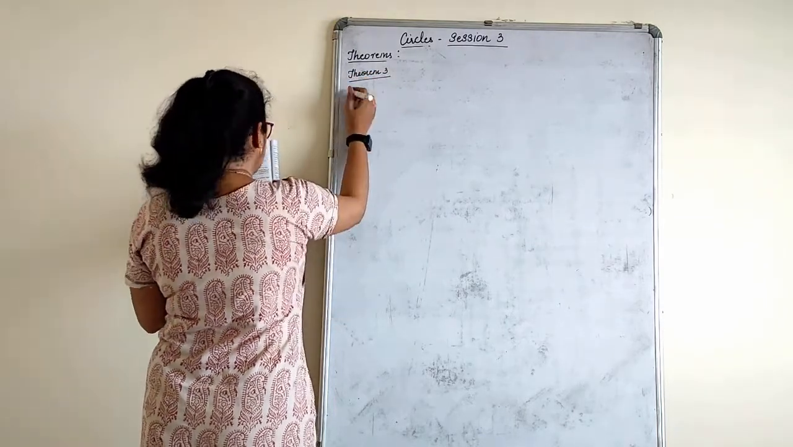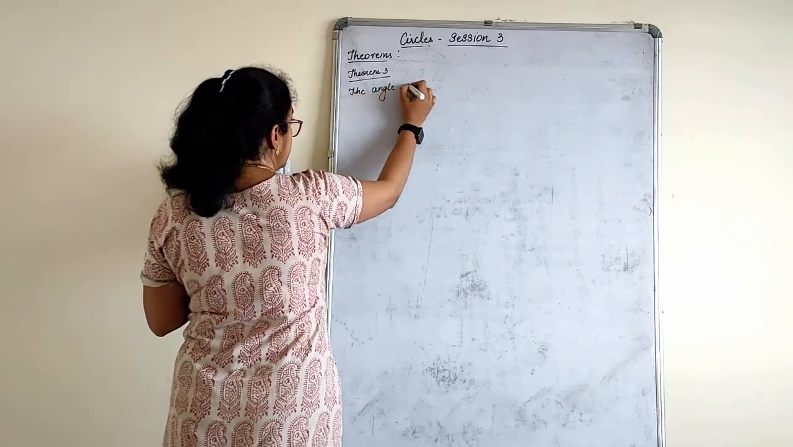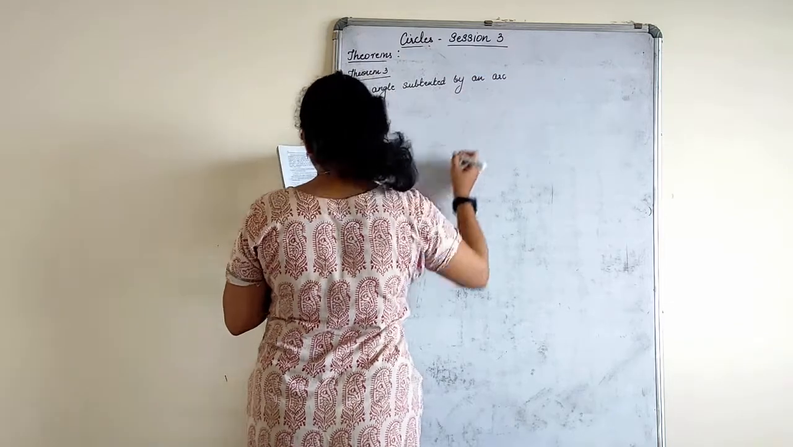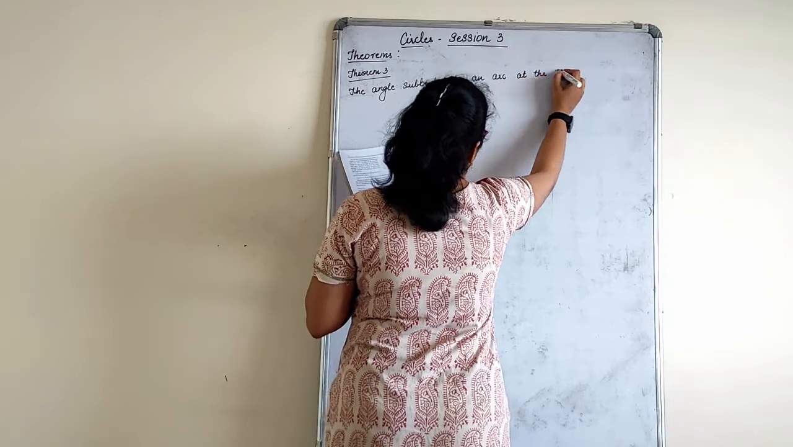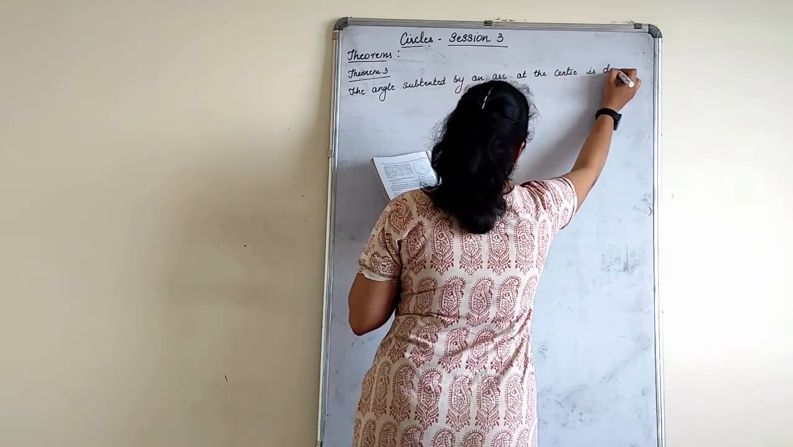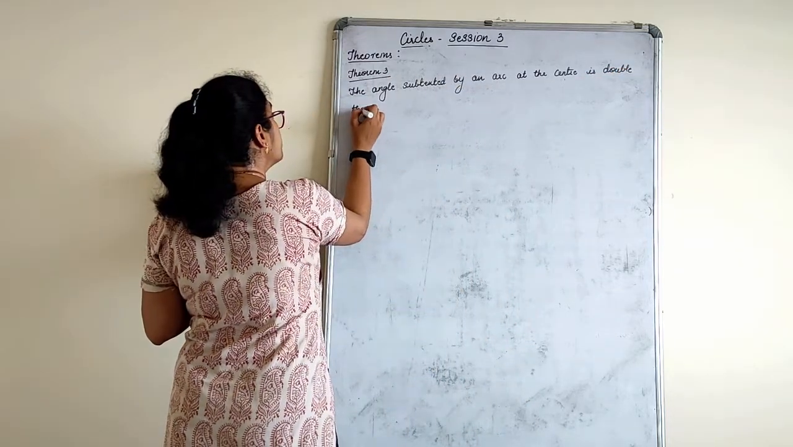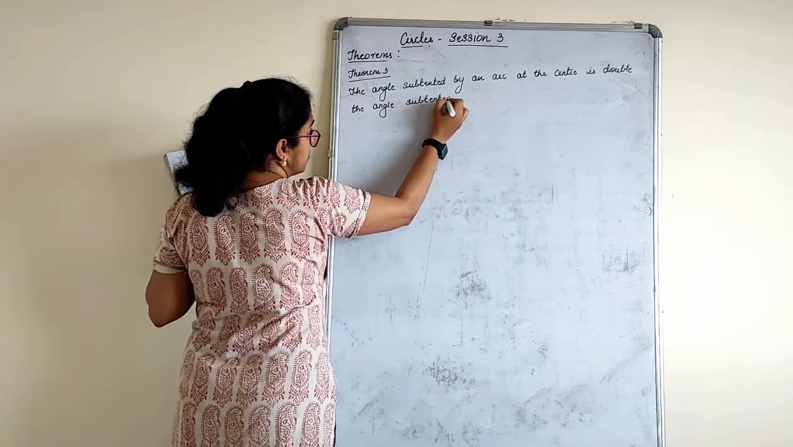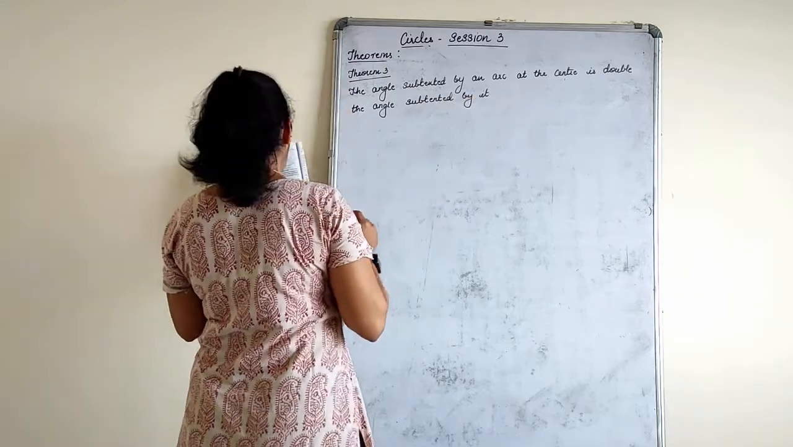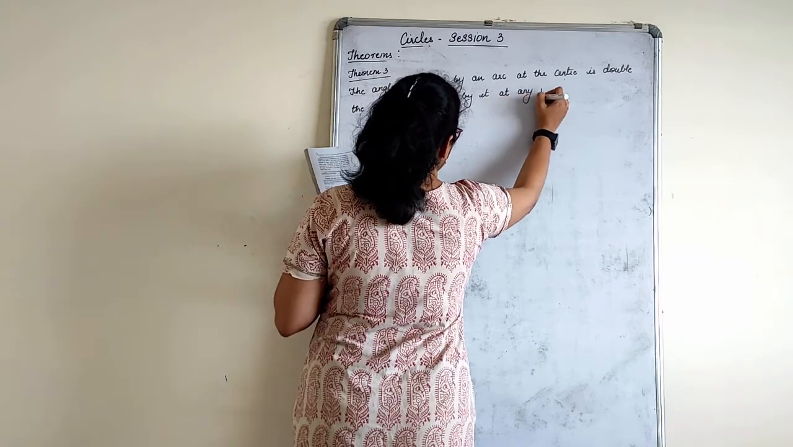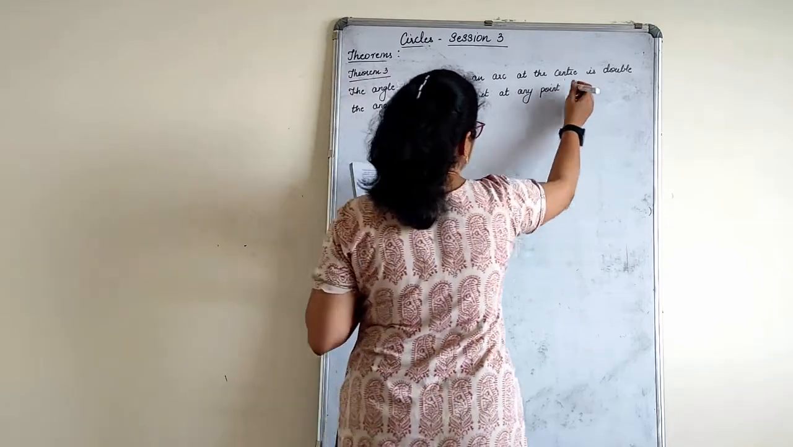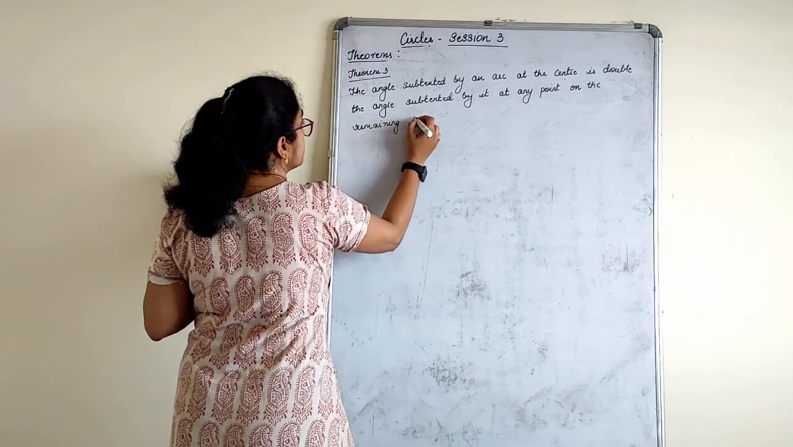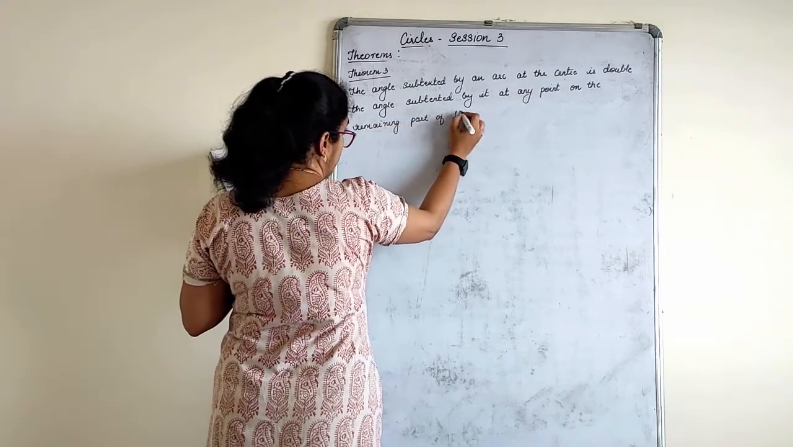Theorem 3. Theorem 3 tells us that the angle subtended by an arc at the center is double the angle subtended by it at any point on the remaining part of the circle.